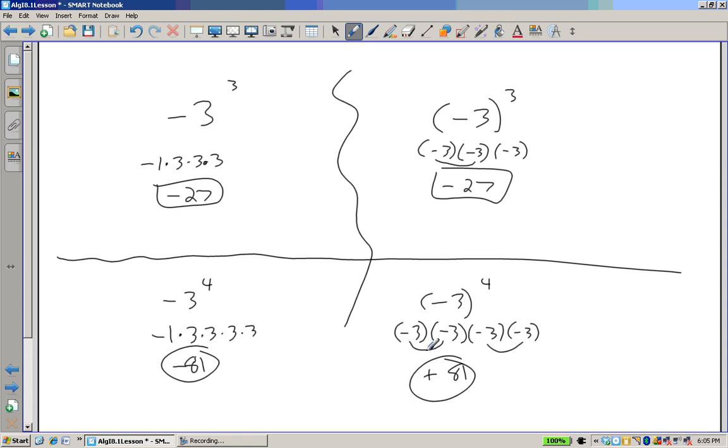So this little diagram here could help you navigate what's going on. If you just have the negative out front with no parentheses, it will be negative, of course, unless there's another negative somewhere else in the picture. If you see it with the parentheses there, then you're repeating, so there's more than 1 negative involved.